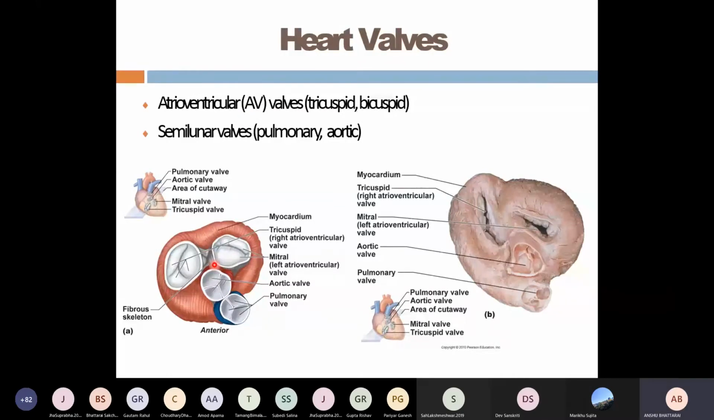Within this fibrous skeleton, there are four apertures you can see over here. And what are these apertures? These are the four apertures. This is the mitral valve, this is the tricuspid valve, this is the aortic valve, this is the pulmonary valve. The attachment of all of the components is within the fibrous skeleton. All the myocardium also attaches to the fibrous skeleton.